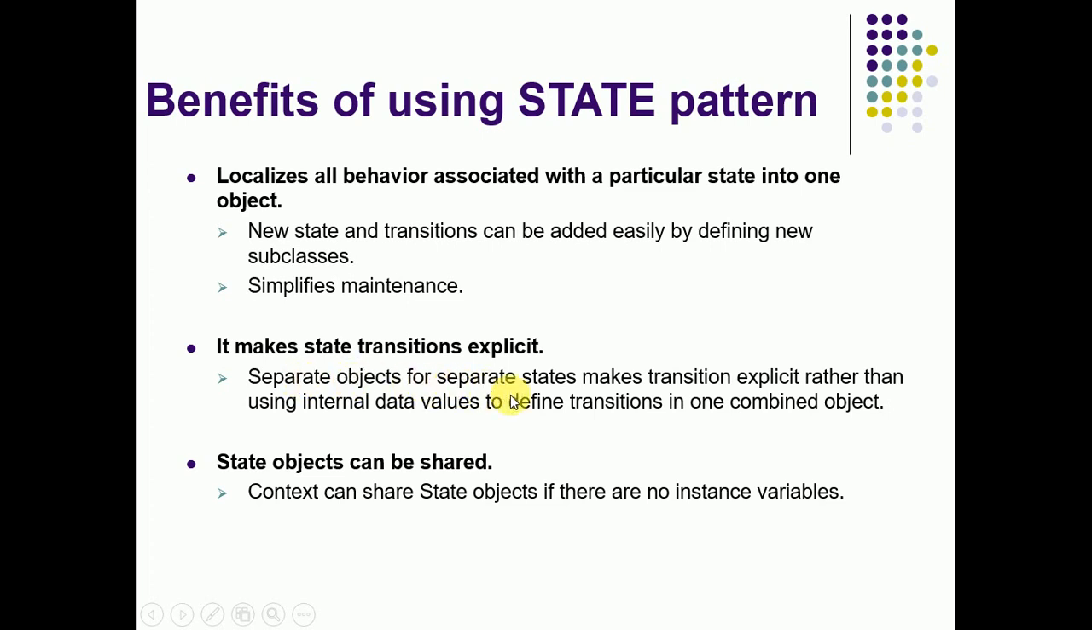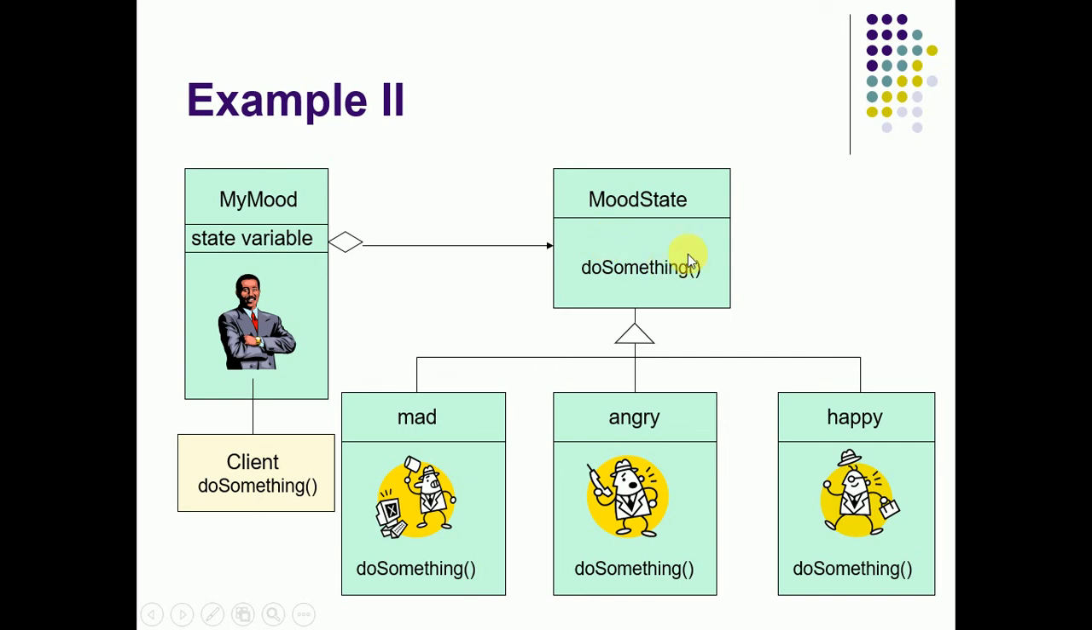Separate objects for separate states. Each state has a separate object that is invoked depending on the state or condition and the value of that object. So it makes transition explicit rather than using internal data values. So it defines transition as one combined object. Here is an example: in this mood state we have a combined object for these three classes that invokes depending upon the value that we have in the method from the client we have.